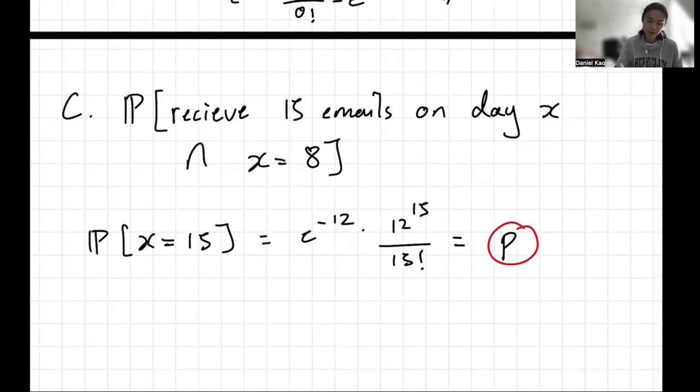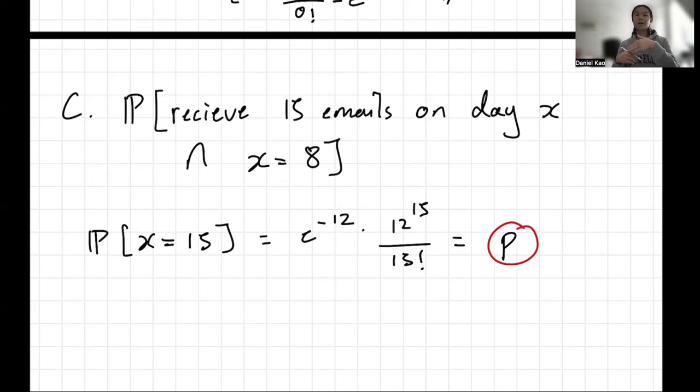Cool. Now moving on to the second part. Now that we have this probability for receiving 15 emails, we want to know the probability that the first time we receive 15 emails is on April 8th. If you think about this for a little bit, you might start to see that the only way the first time we receive 15 emails is on April 8th is if on April 1st, 2nd, 3rd, 4th, all the way to 7th, we don't receive 15 emails. And after April 8th, this really doesn't matter anymore.